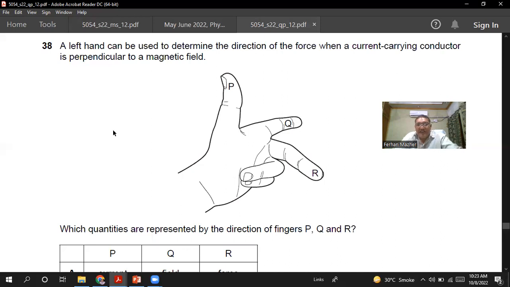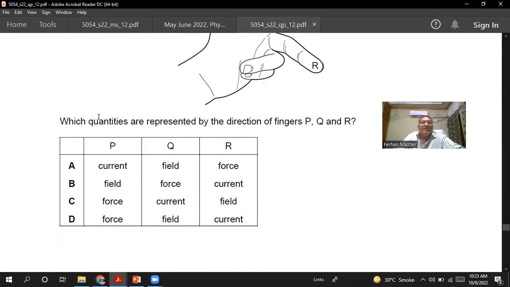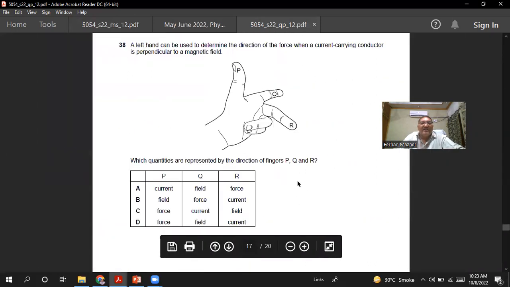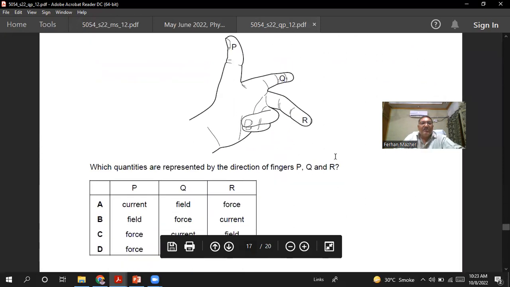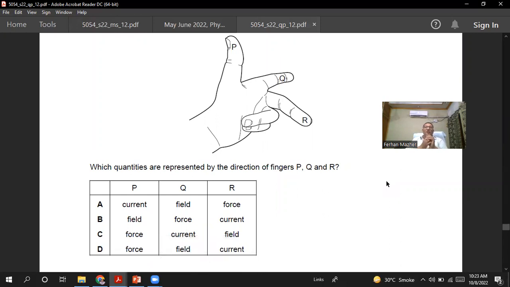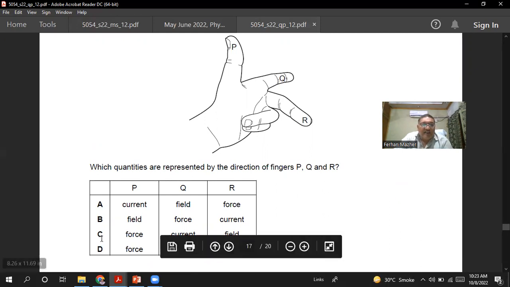So the P will be the force experienced by that conductor, and the Q will be the direction of the magnetic field, and R will be the direction of the conventional current. So here we have the options. The question is, which quantities are represented by the direction of the fingers P and Q? The P represents the force, and the Q represents the magnetic field, and the R represents the conventional current. So I think D is the best option.